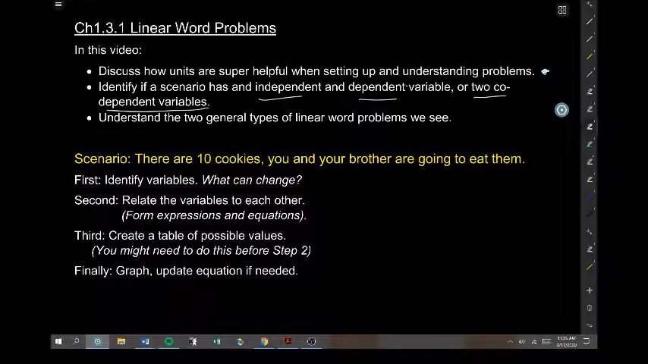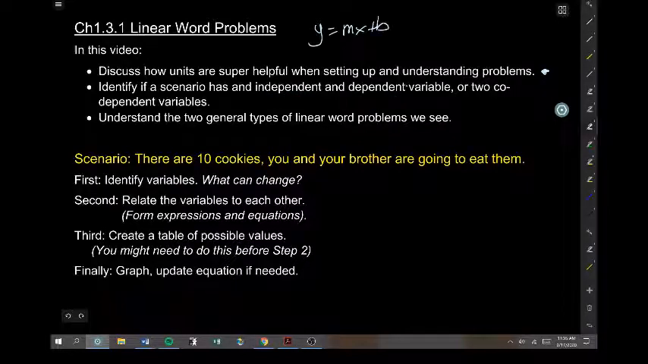And basically, there are going to be two general types of linear word problems we'll see. When we say linear, that means it can be written as a line. The line being in slope-intercept form, or in standard form. It means as x changes, y changes proportionally.